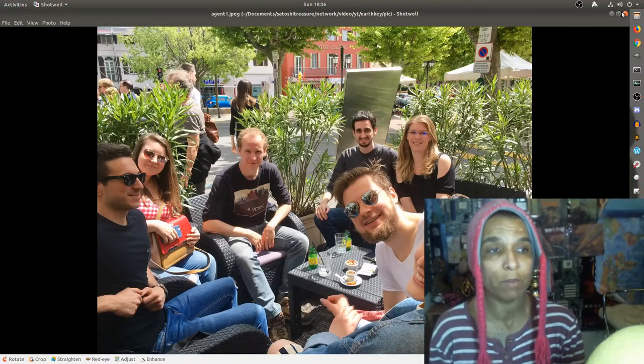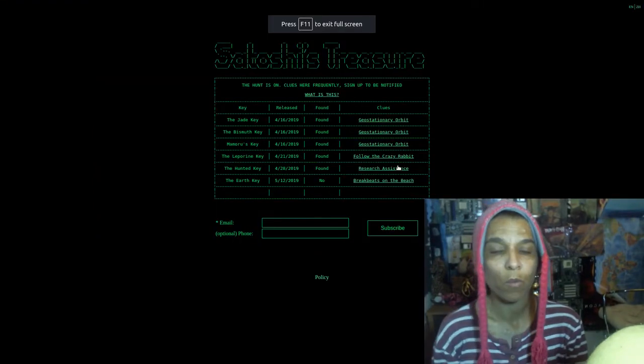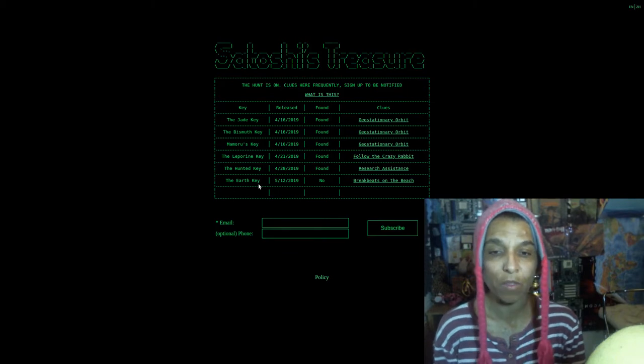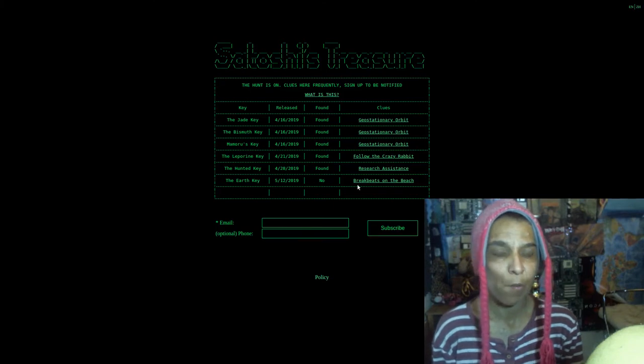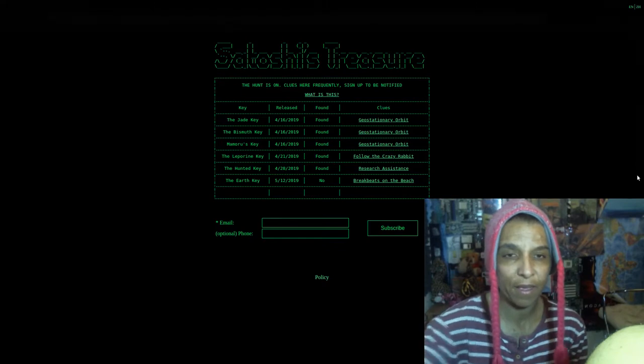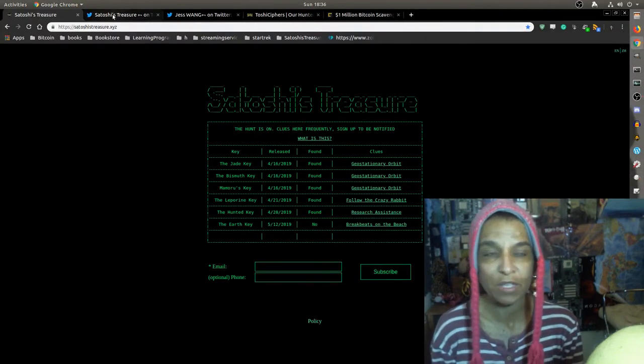But the news about this is very important to the website today with the release of the new key, the Earth Key, which is the name of the new key, and its clue is right here, and we'll get into that clue. You can see that the hunted key is found. So there was a bit of confusion on that. And the confusion has to do with this particular tweet.